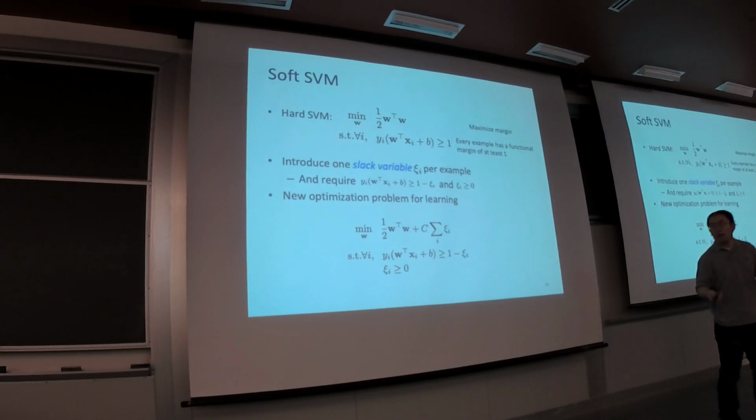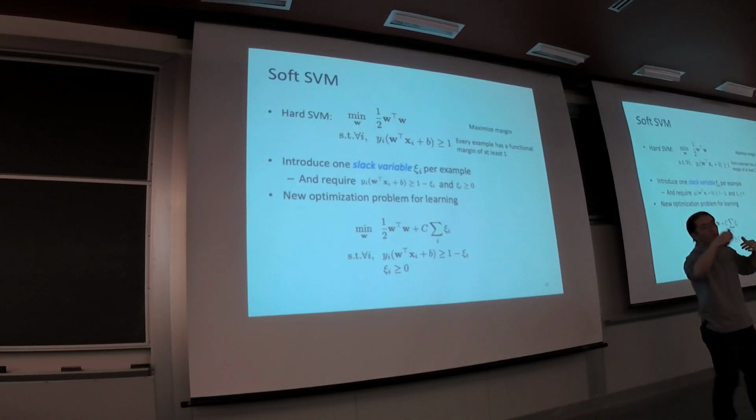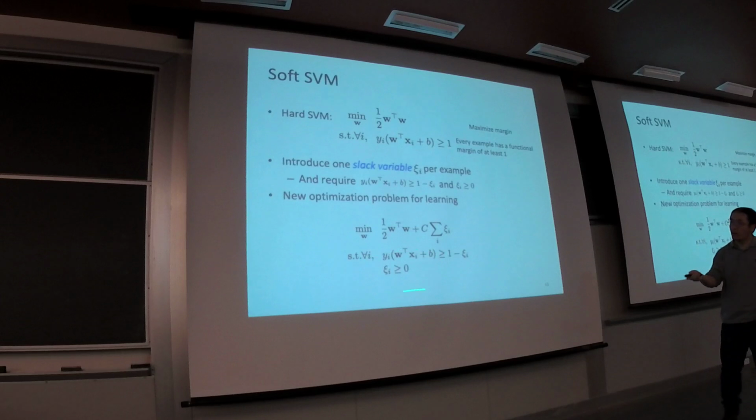But here, the motivation for us to incorporate the ξi is that we want to allow some examples to be closer to the classification boundary, such that they can even break into the margin. So that's why we make the constraint that ξi must be non-negative.